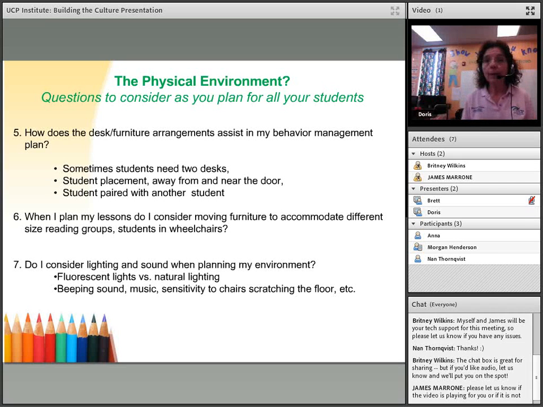Lighting and sound are the ones that we think about the least. And so we have to think about fluorescent versus natural lighting. And we have to think about beeping sounds and music and sensitivity to scratching chairs. The music piece, sometimes a tiny little bit of music, some classical stuff, some soothing stuff, some soft jazz, even some hard rock, whatever it is. Sometimes if you set that as the tone in your classroom and the voice levels can't go any higher than that, sometimes that helps too.